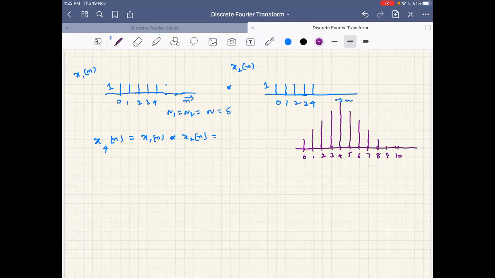So now the sequence length is 9. For this linear convolution, n4 is equal to n1 plus n2 minus 1, which is equal to 10 minus 1, that is 9 samples, as you can see here. Nine non-zero samples. This is the result which we have.